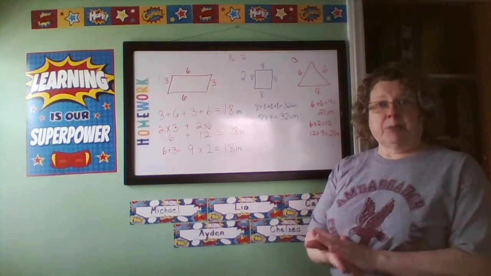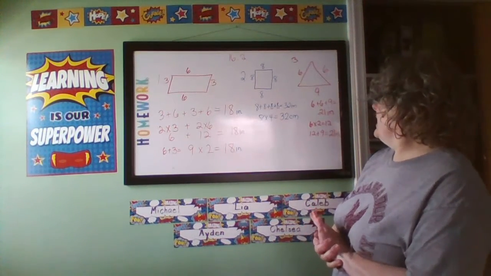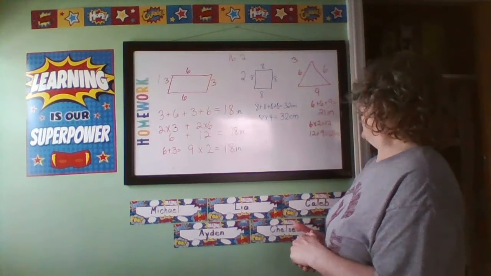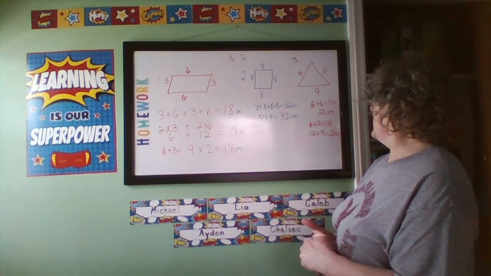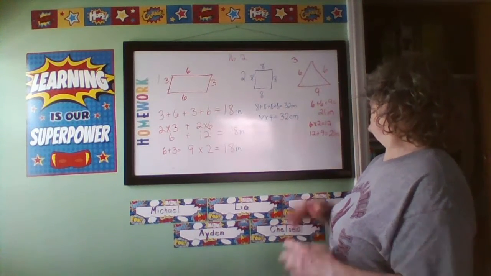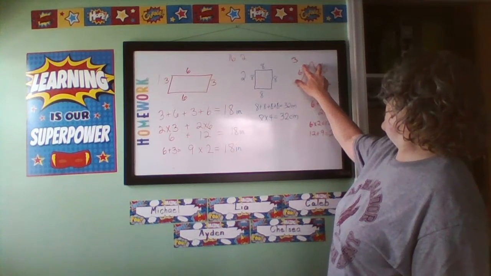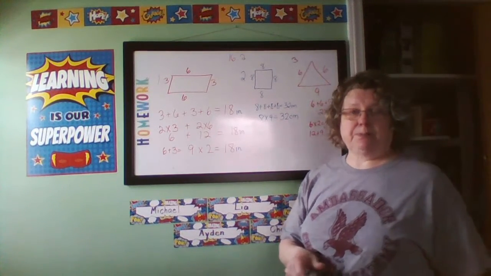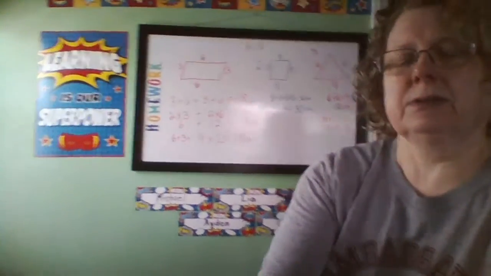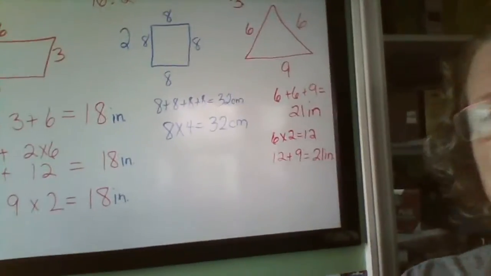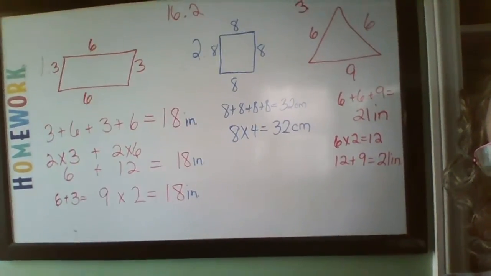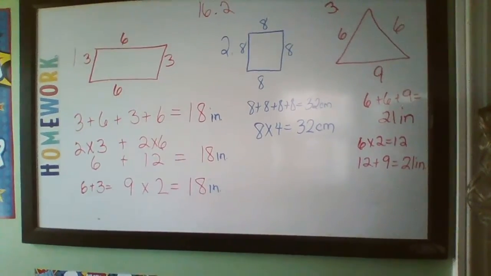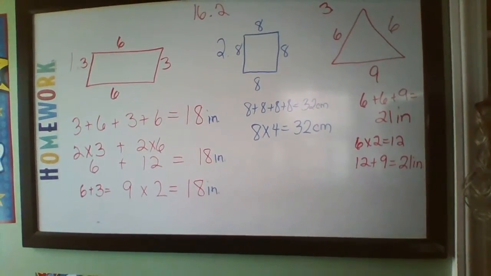Now, number 3 is a triangle, so we only have 3 sides. So again, you could have added 6 plus 6 plus 9 and gotten 21. Or you could have done 6 times 2 is 12 and then added the 9, which would also give you 21. Here's your answers. If you're having any trouble, shoot me a text or an email and I'll give you some more information.